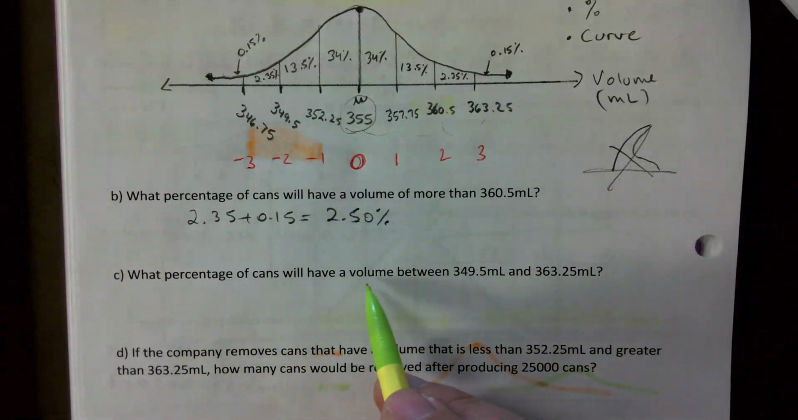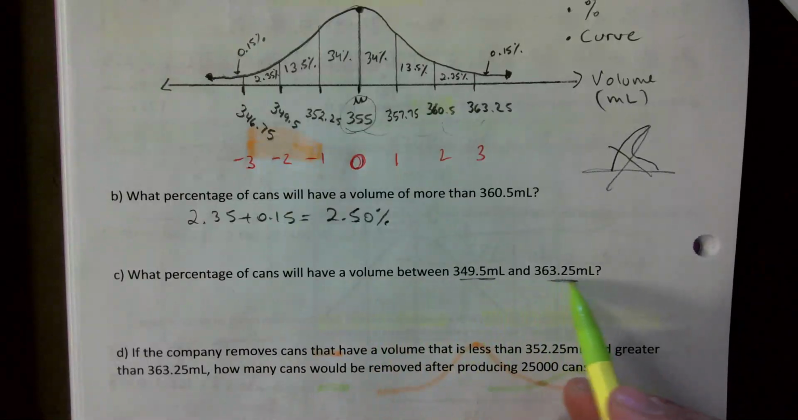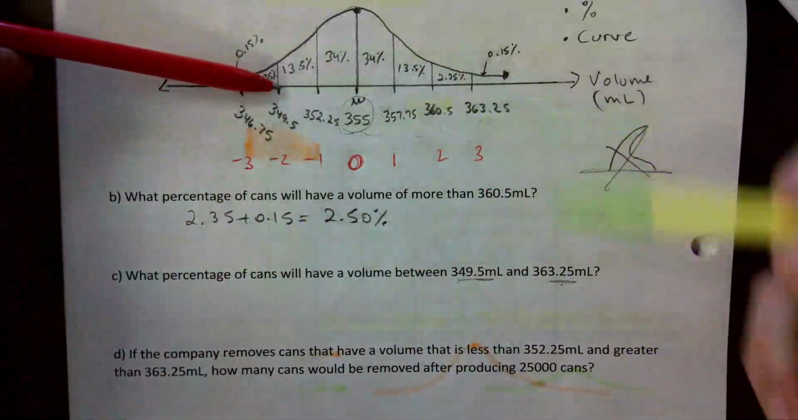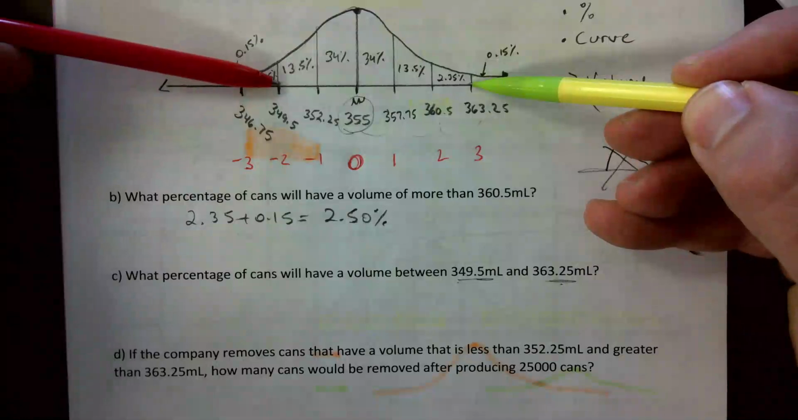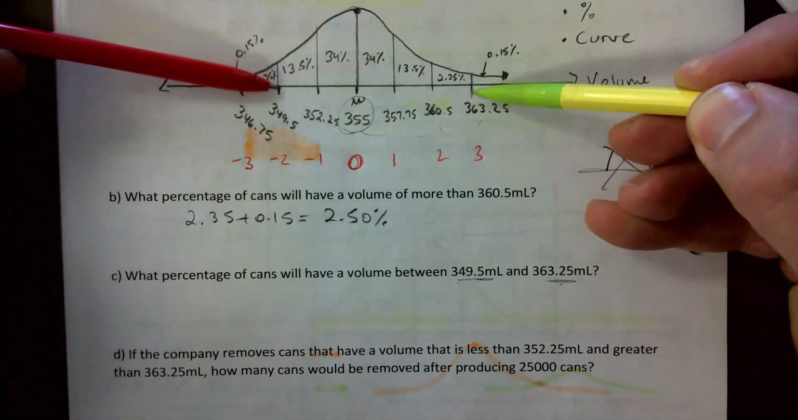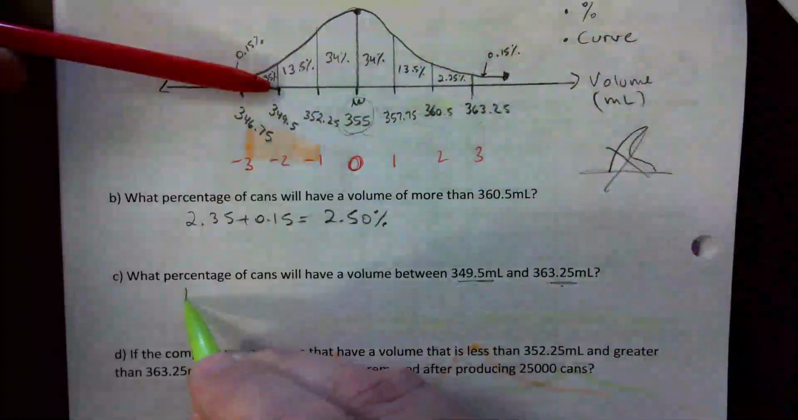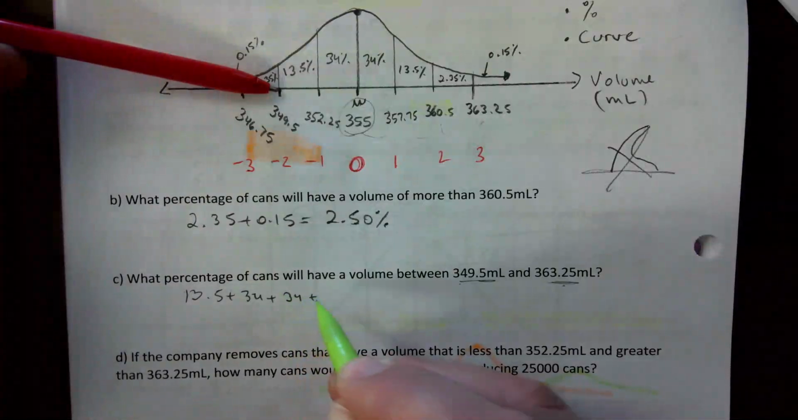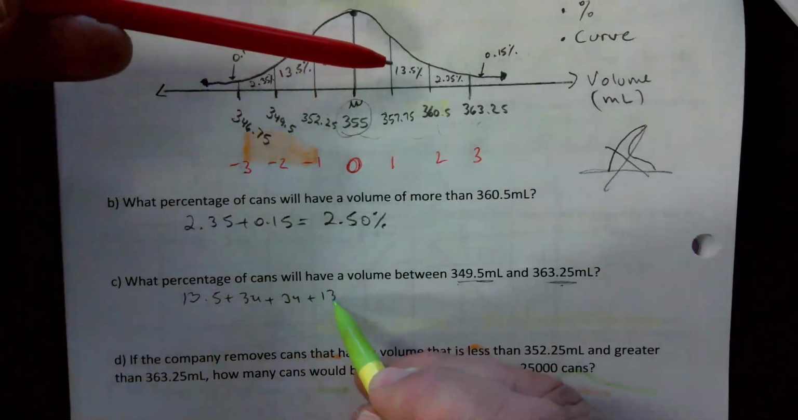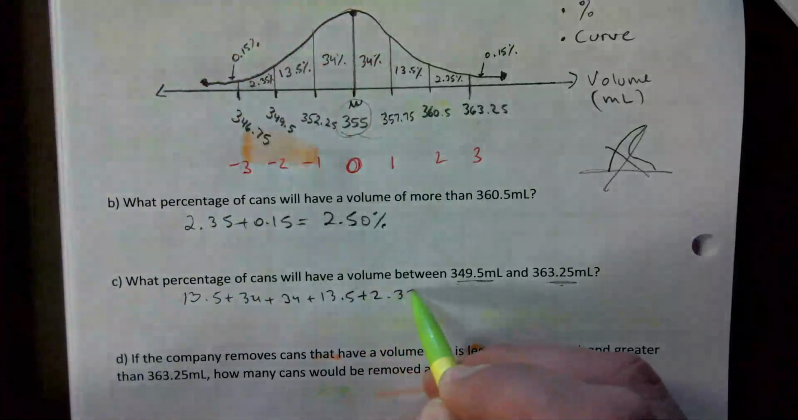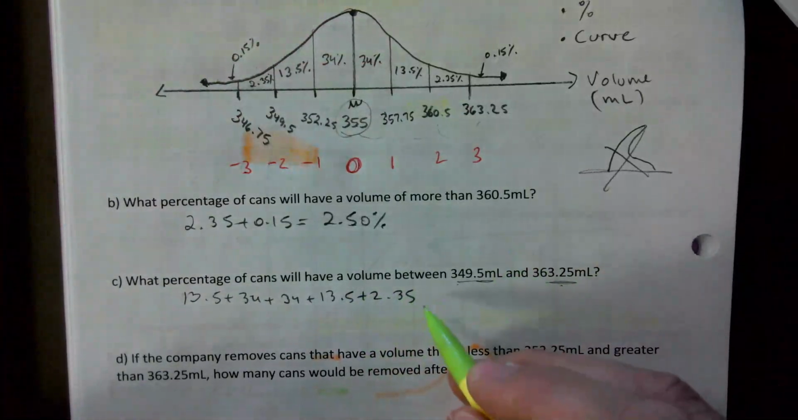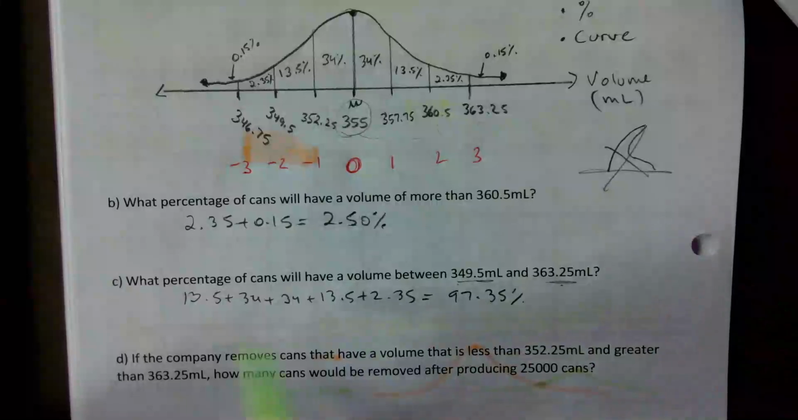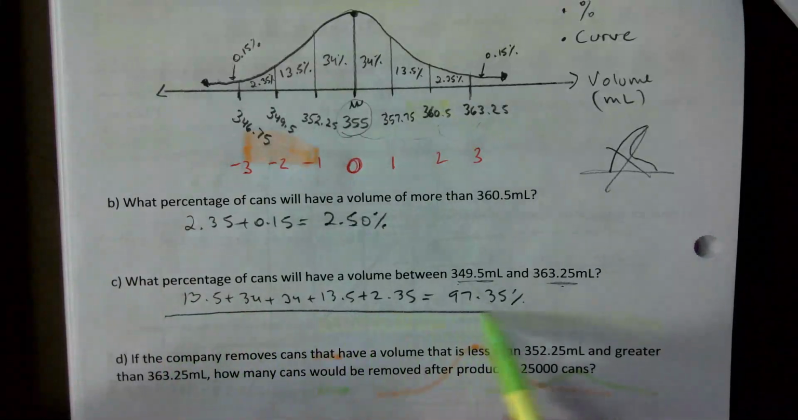What percentage of cans will have a volume in between these two? So it's 349 right here. I'm going to use a pencil. 349 to 363. So it's everything that's in between these two volumes. And if you add that up, and some of you already did that, so way to go. I'm just reviewing here. That is 97.35%, correct?